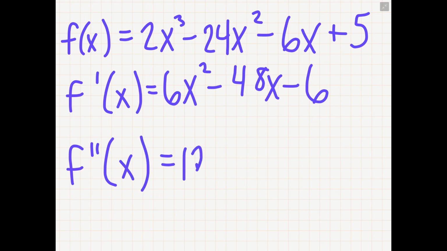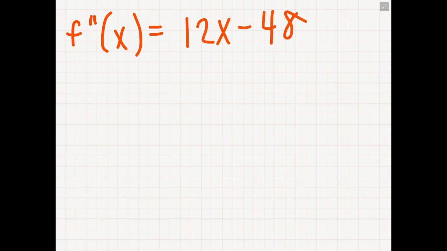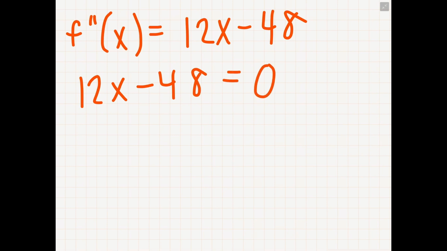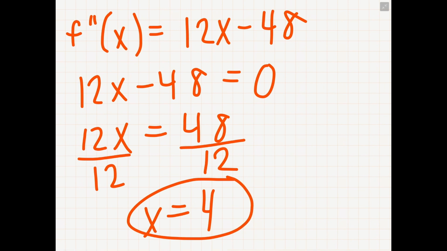We can use the power rule again to figure out the second derivative. F double prime of x equals 12x minus 48. We can use the second derivative in order to find the intervals on which this function is concave up and concave down. Our first step is to figure out the possible points of inflection by setting f double prime of x to 0 and solving. In this case, our possible point of inflection occurs at x equals 4.